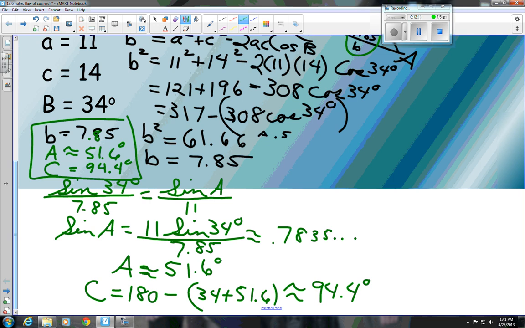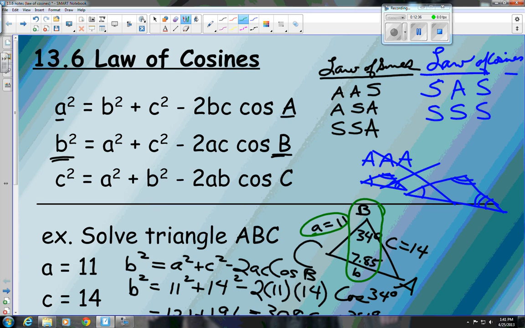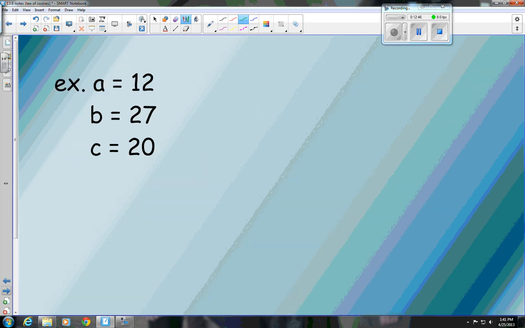Now, that's side angle side. You can also solve a triangle if the given information was side, side, side. All they give you is sides, and you have to figure out all three angles. So if all you know is sides, the first thing you have to do is use the law of cosines. It doesn't matter which one of these you use, you just decide which angle you're going to find first. If we're going to find angle A first, we'll use the first one.